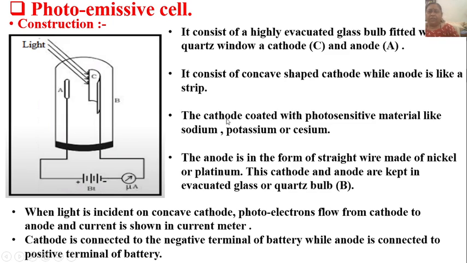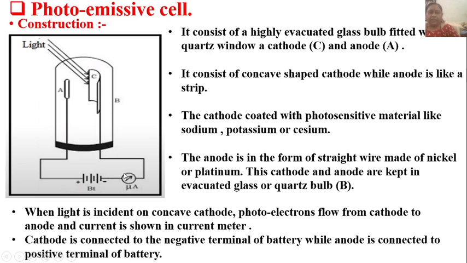The cathode is coated with photosensitive material like sodium, potassium or cesium. The anode is in the form of straight wire made up of nickel or platinum. These cathode and anode are kept in evacuated glass or quartz bulb as shown in figure. Now, when light is incident on the concave cathode, see in figure, photoelectrons flow from cathode to anode and current is shown in current meter.